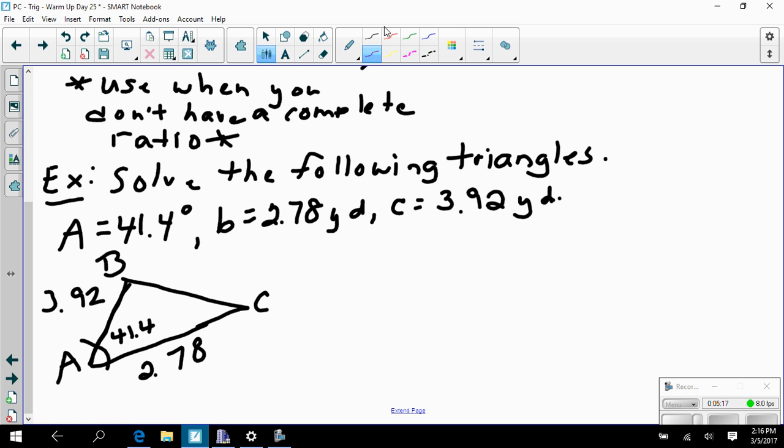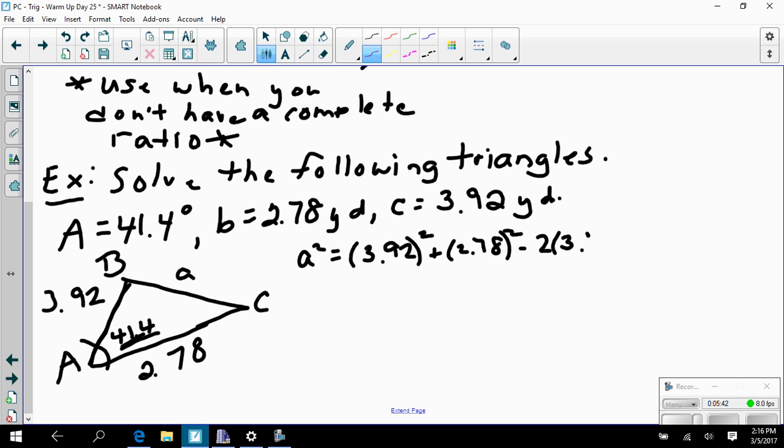Now, based off of Law of Cosines, this is the only angle I have right here. So if I only have this angle, then I have to get this side to the left of the equal sign. So setting up Law of Cosines, you're going to have a squared equals the other two sides, so 3.92 squared plus 2.78 squared minus 2 times 3.92 times 2.78 times the cosine of 41.4.